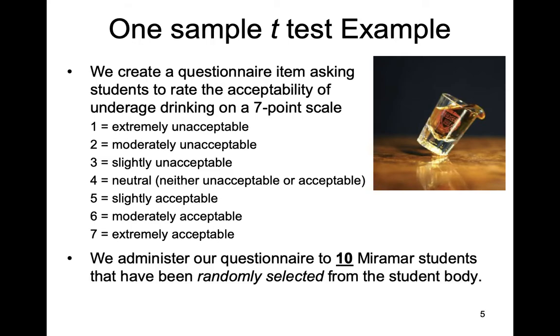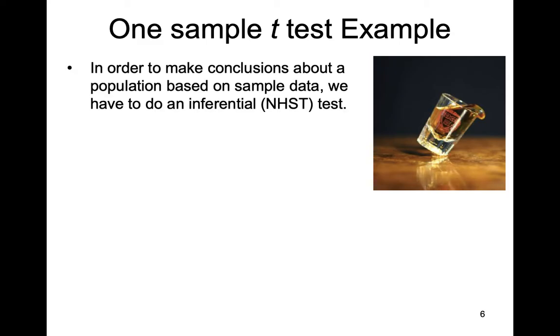We're going to administer our questionnaire to 10 Miramar students that have been randomly selected from the student body. So simple example, just to keep the numbers simple, we're going to have only 10 students. In order to make conclusions about a population based on sample data, we have to do an inferential null hypothesis significance test. So our sample only has 10 students, but we're interested in making an inference to the entire population, all students.